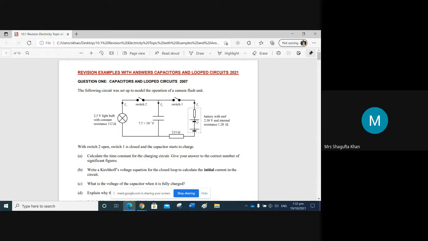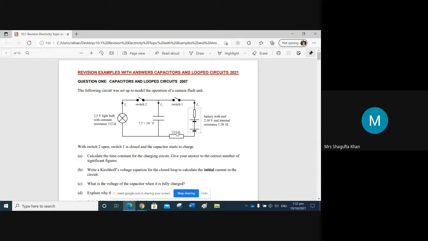positive 2.5 volts. Then here, it will be negative volts because voltage will be lost when it passes, and that will be I1 times this resistance, which is 1.2 ohm. Then over here, current is I2, and if there is a resistance, whatever the resistance is, it will be that value. And then in this part, there will be 215 times I1. So that will be the equation for the Kirchhoff law.